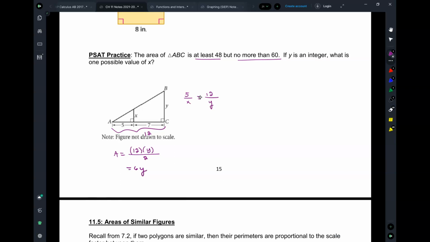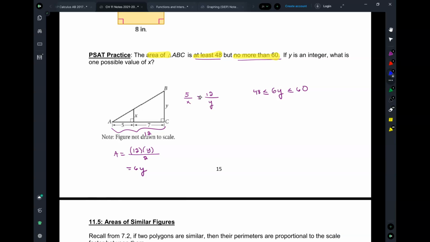Okay? All right. What do we know? We know that the area is at least 48, but no more than 60. So it's between 48 and 60. So 48 is less than or equal to 6y, which is less than or equal to 60. Does that make sense? 6y is greater than or equal to 48, so it's at least 48, and it's at most 60. Okay. So what's y?